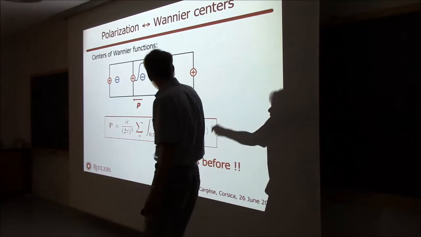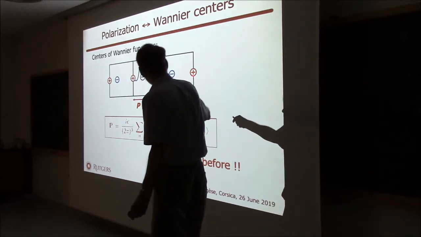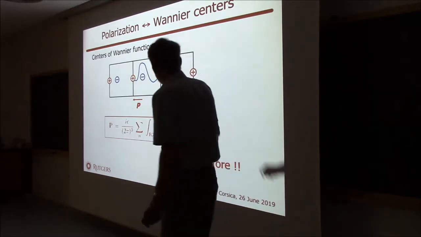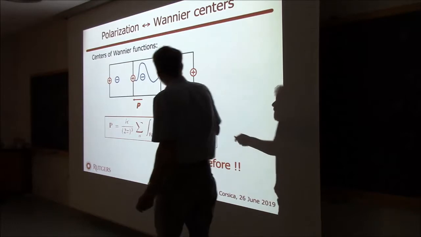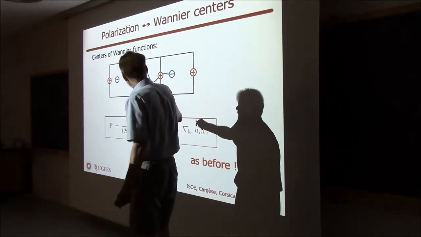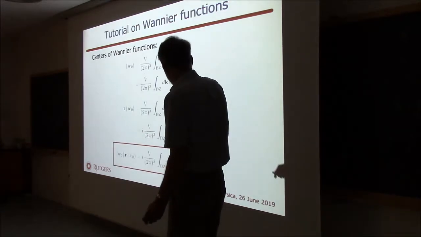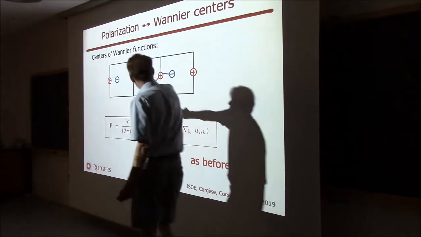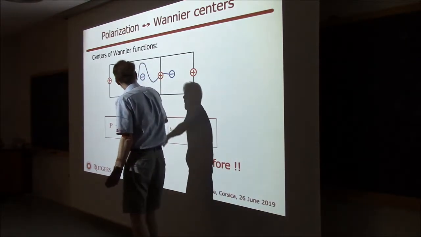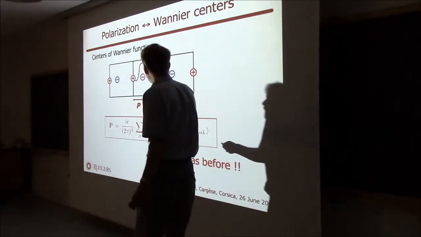You have some crystal. Here I've drawn the nuclear charges as these point positive charges. The electron charge is distributed quantum mechanically, but out of the band I can make a Wannier function, that's this blue thing. I can calculate the expectation value of the position of that Wannier function. And so, for example, right here is where the center of the Wannier function is. So that's the Wannier center.